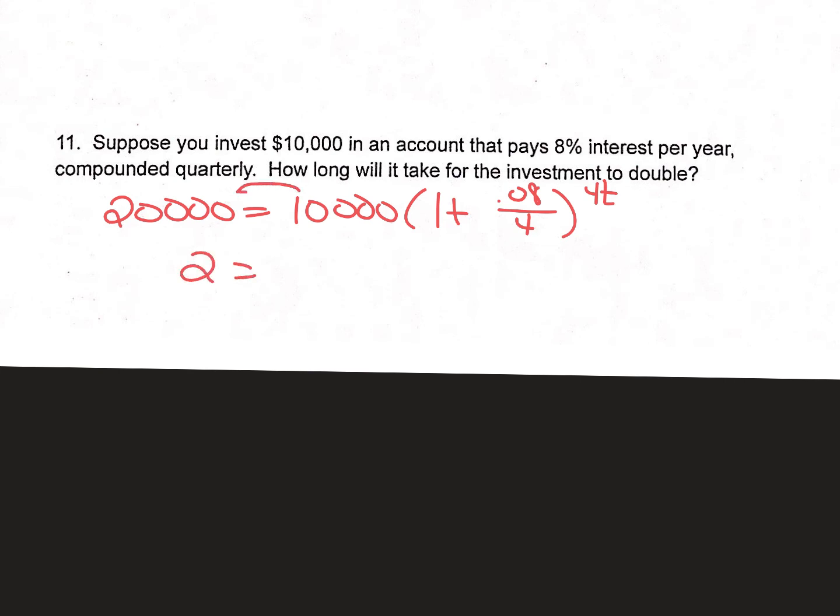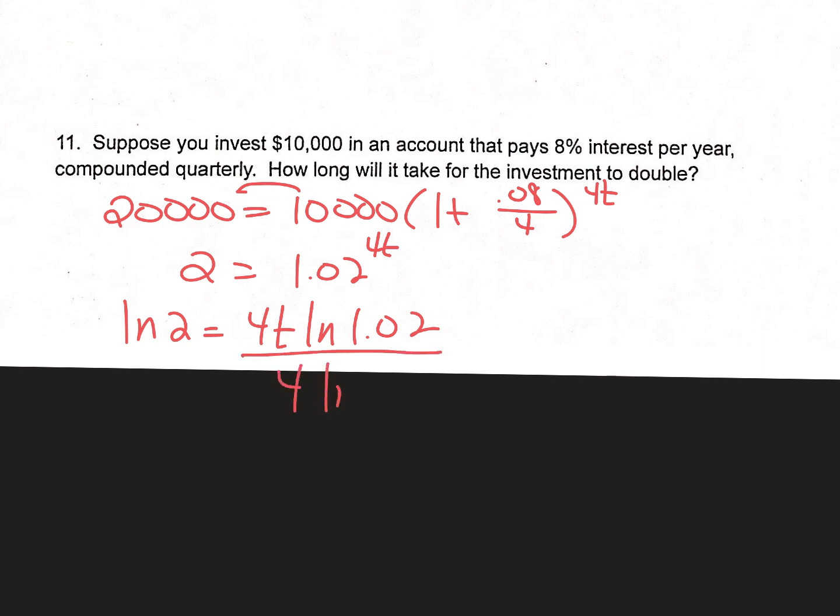I'm also going to work out what's inside my parentheses. 1 plus 0.08 divided by 4. I'm getting 1.02 to the 4t power. Now, because I can't make them the same base, I'm going to do ln both sides, ln 2. Over here, the exponent goes in the front, natural log 1.02. Now, to finish this up quickly, I'm going to divide both sides by 4 natural log 1.02, because that makes everything cancel except for the t.